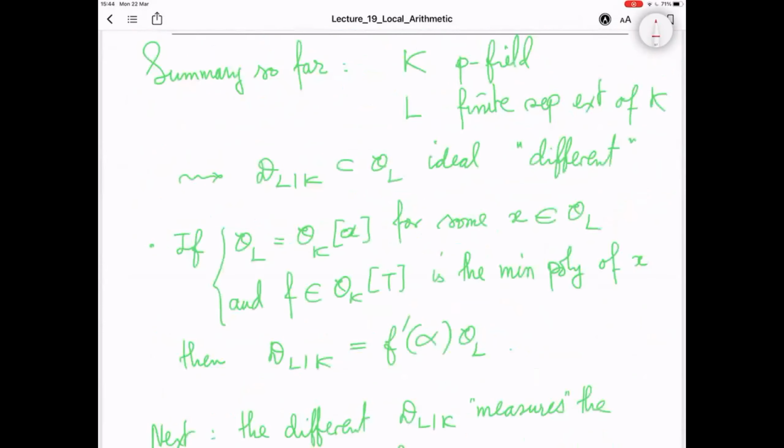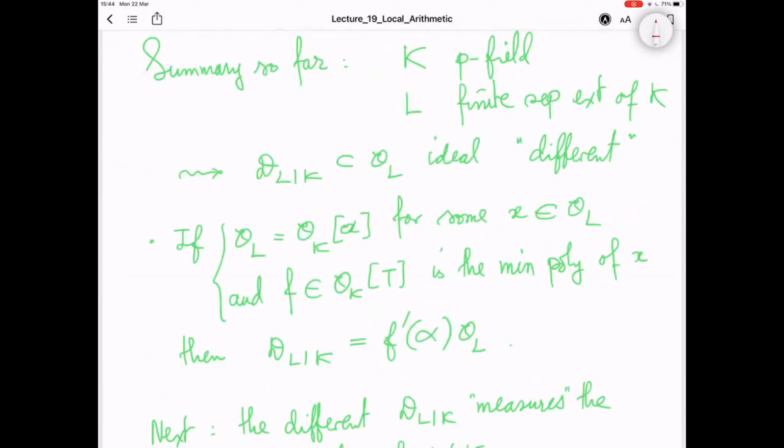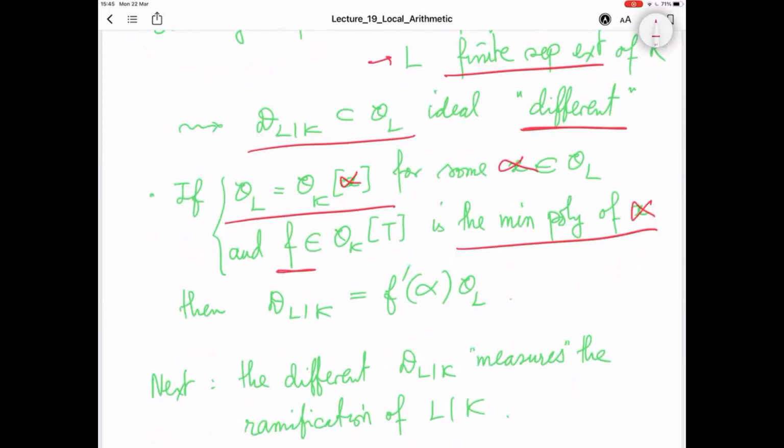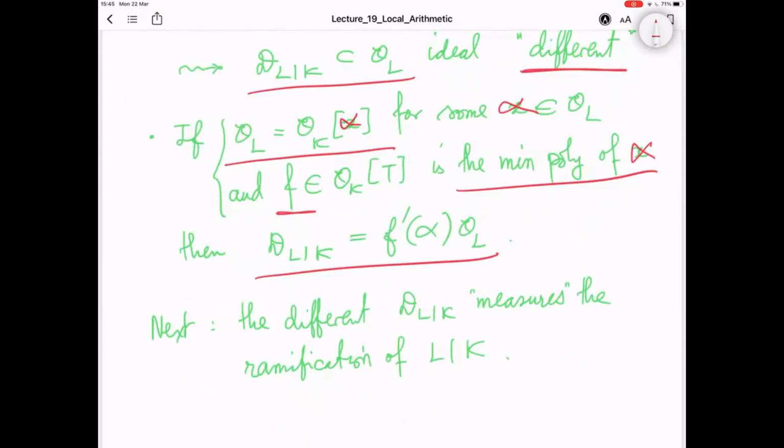Fine. So let us summarize what we have done till now. We have a p-adic field K, and we have a finite separable extension L of K. Then we have defined a certain ideal D_L/K of OL called the different of L over K. And one of the ways of computing the different is that if I can write the ring of integers OL as OK[alpha] for some alpha in OL, and f is the minimal polynomial of this alpha, then the different is the polynomial f prime evaluated at alpha, and that generates the different of L over K.